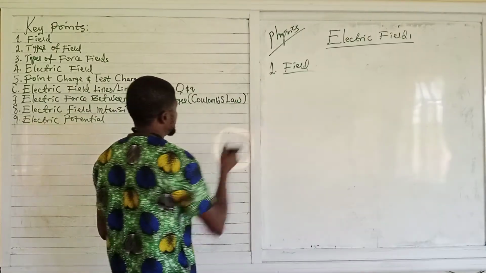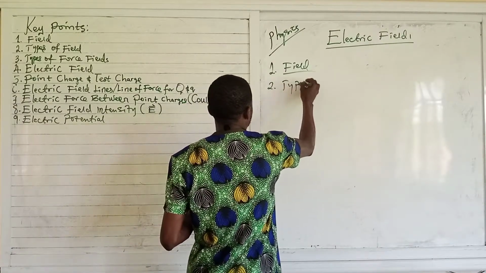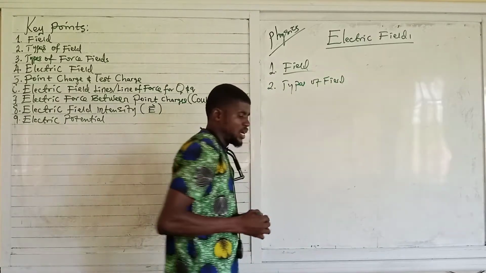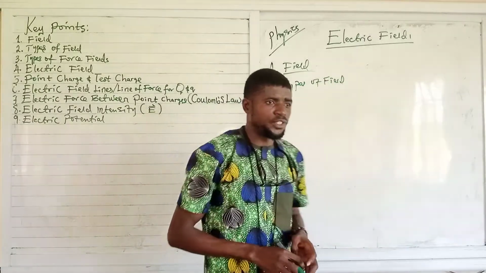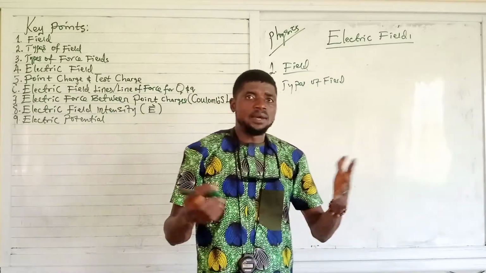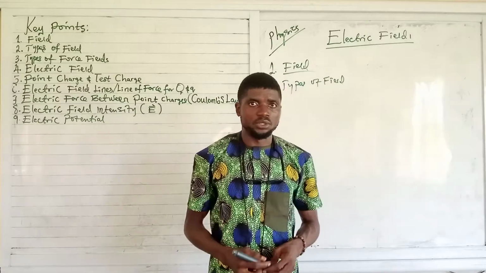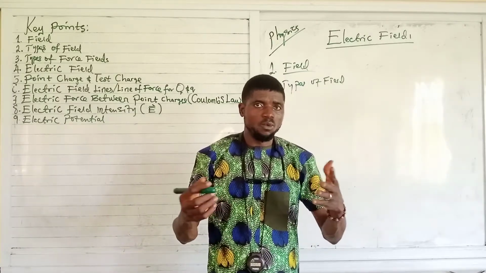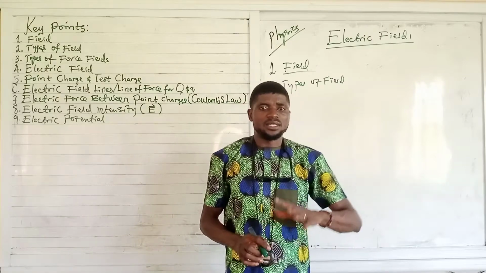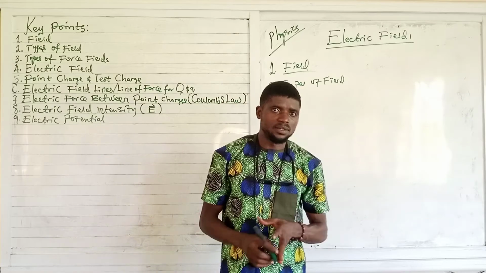We want to look at item number 2. There are types of fields. There are two main types of fields in physics. We have the scalar fields and the vector fields. Examples of scalar fields are heat energy or temperature. What do we mean by scalar fields? Scalar fields are those fields that have only magnitude but no specified direction.